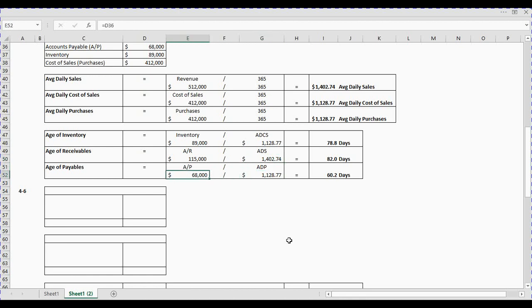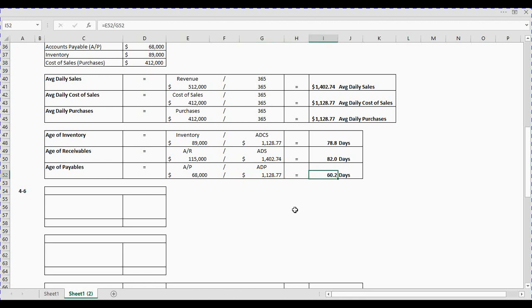And then finally, we have age of payables. So our accounts payable, we're using somebody else's money. We are able to buy on account. So we have $68,000 of accounts payable, which is equal to 60 days, because our ADP, our average daily purchases, we're purchasing $1,128 a day, and so we have $68,000 of payable. That's 60 days of payables that we have currently outstanding in or sitting in our accounts payable.